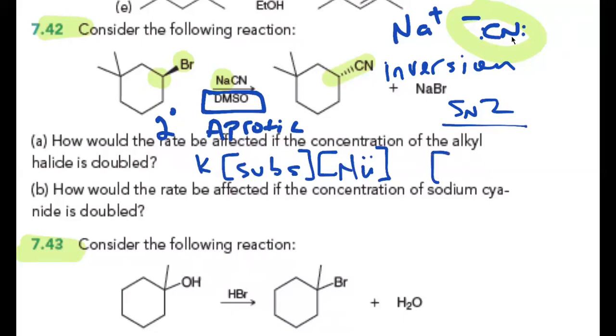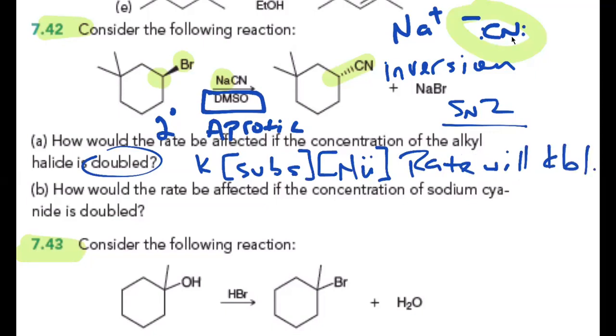So that's like saying if I put a 2 here and a 1 here, what's going to happen to the rate? The rate should double, right? It's going to be doubled. Rate will double, right? What about B?